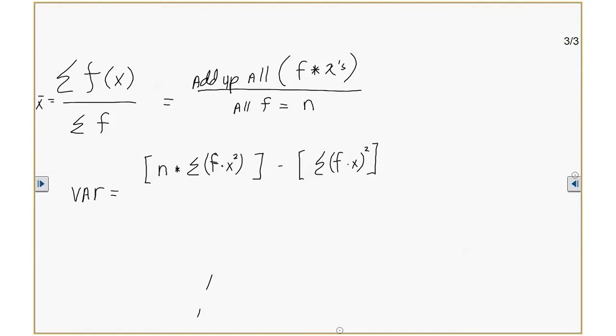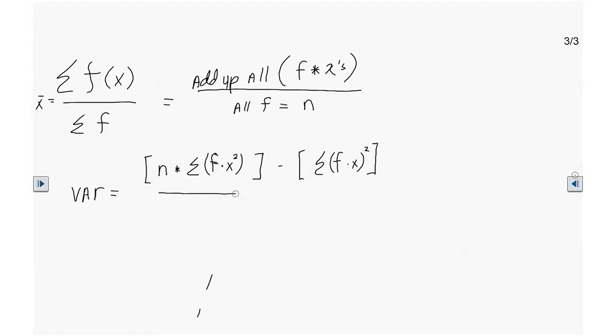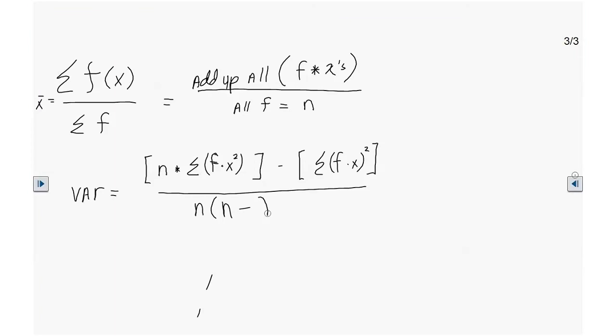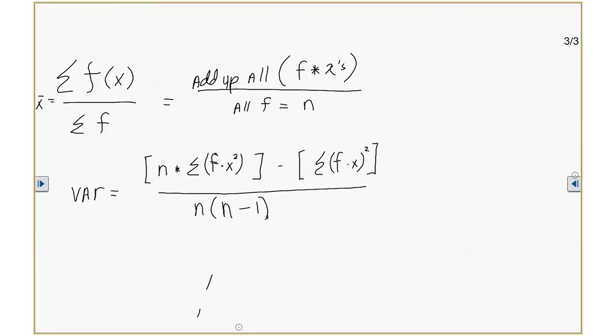Now, are these two different? Yes. This is a cat, this is a tiger. They all have four paws, they all have a tail, but they aren't the same thing. So I don't want you thinking these two numbers are the same, they're not. All over n times n minus 1. And that's it. So first thing, the f times x squared is going to be a big number.